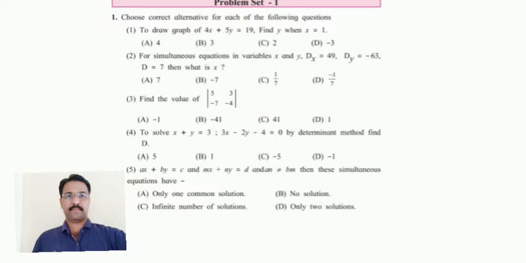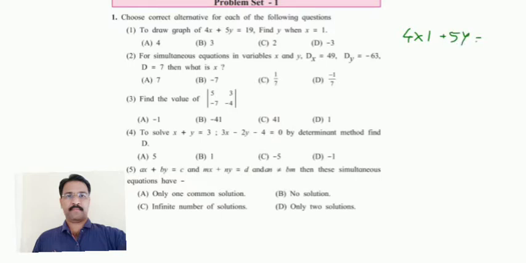First, to draw the graph of 4x plus 5y is equal to 19, find y when x equals 1. That means we are going to put the value x equal to 1 in this equation, then let's see what y will be. Just try to put x equal to 1 in this equation. So 4 into 1, where we put the value of x, which is 1, plus 5y. Very easily we can solve this one, is equal to 19.